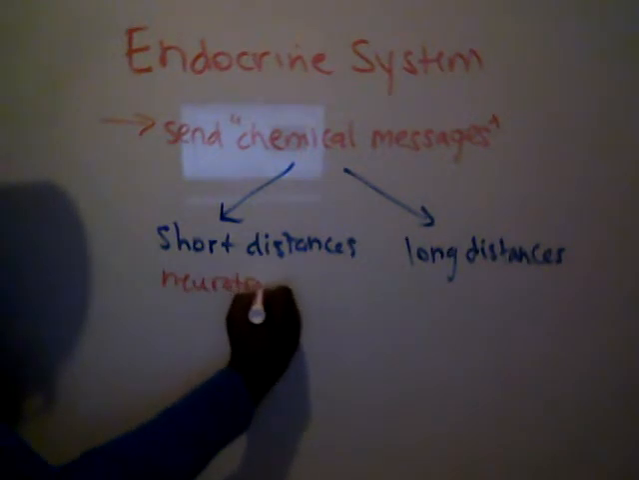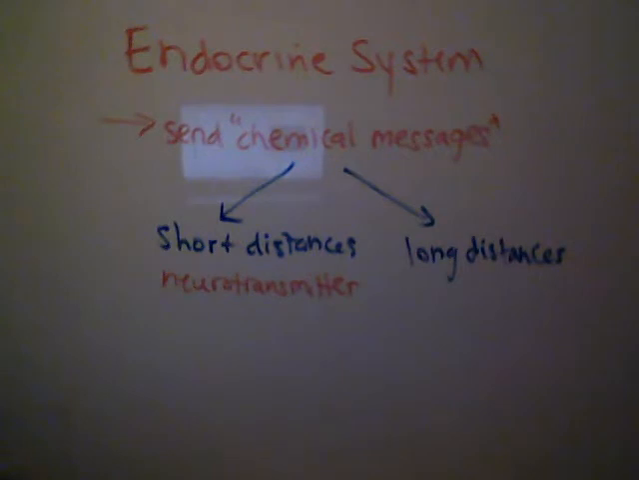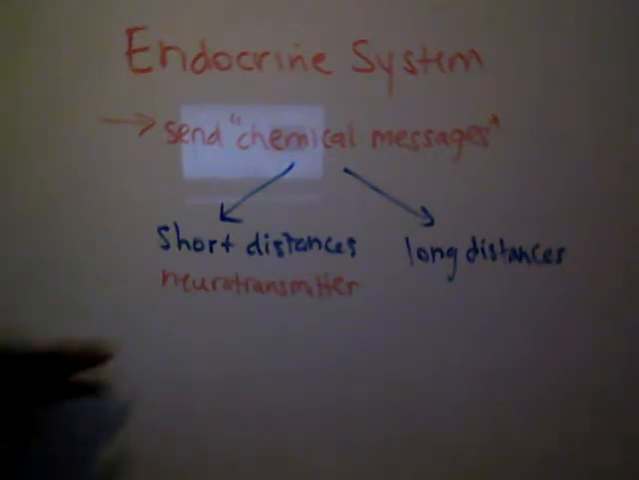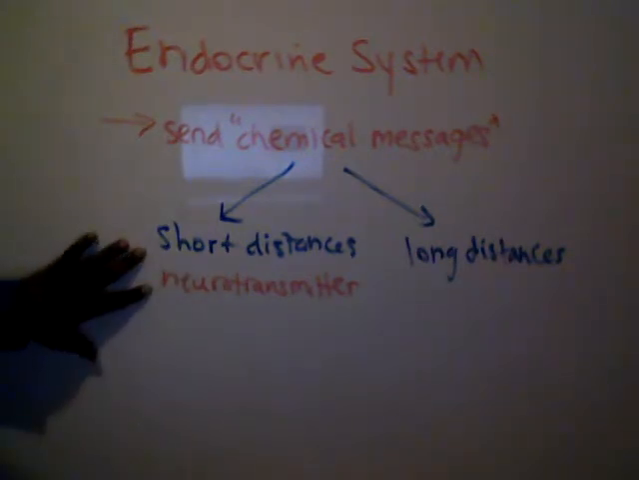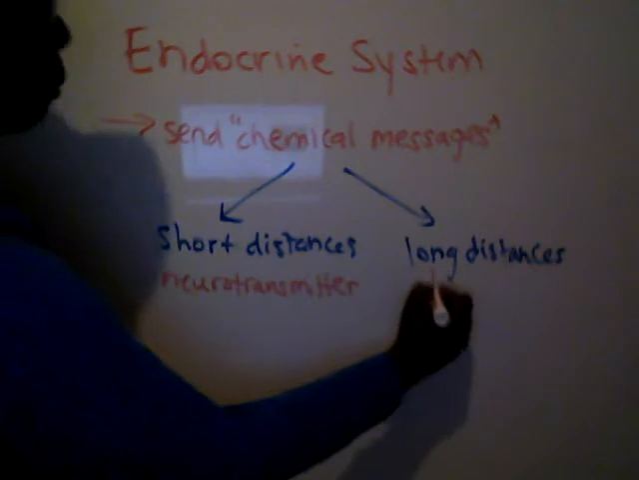So last unit, you guys discussed neurotransmitters, which are those little chemicals that are released in between neurons. That's something that's going to be very good for short distances because they only have to travel that little tiny distance, but they're not going to be very good for long distances. We use hormones to do that.